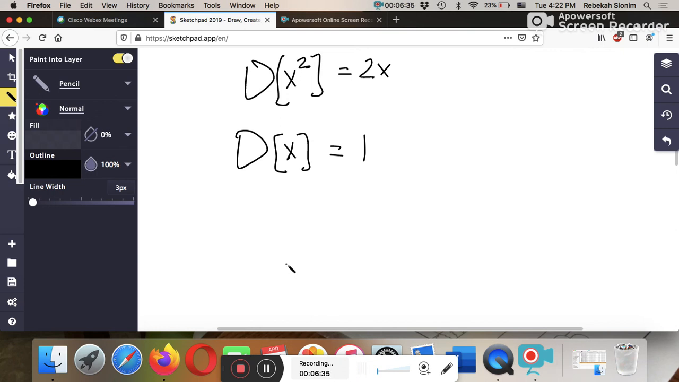Okay, so D of sine of x, if I input the function y equals sine of x, I'm going to output the function y equals cosine of x, and so on. You can see how this is going.